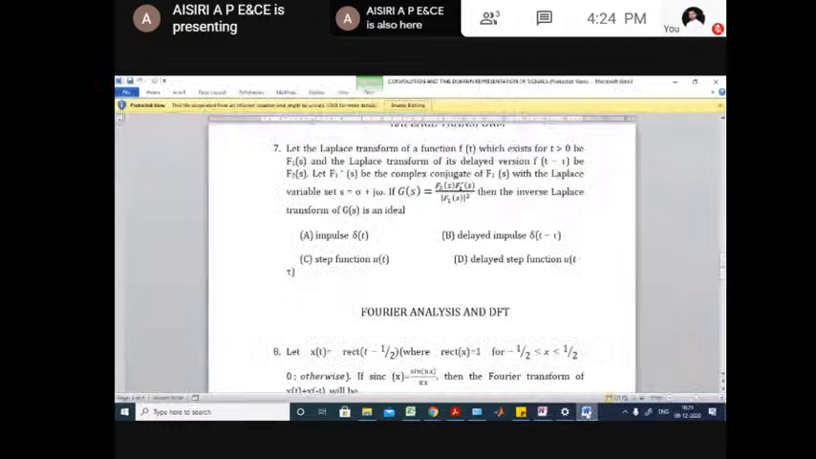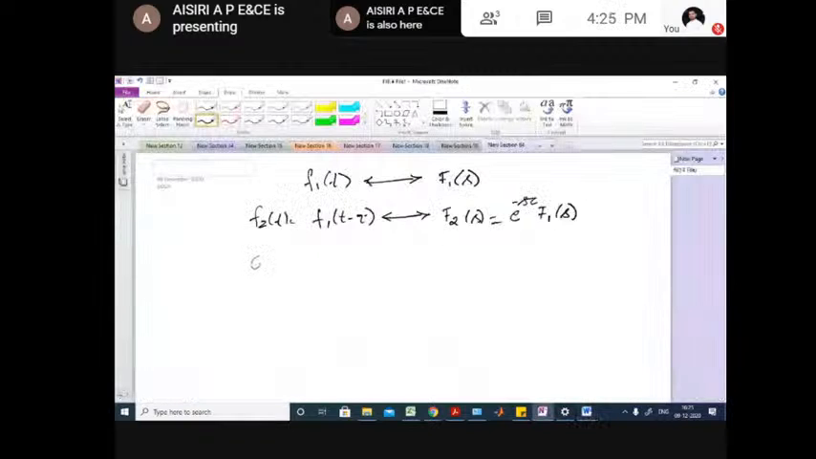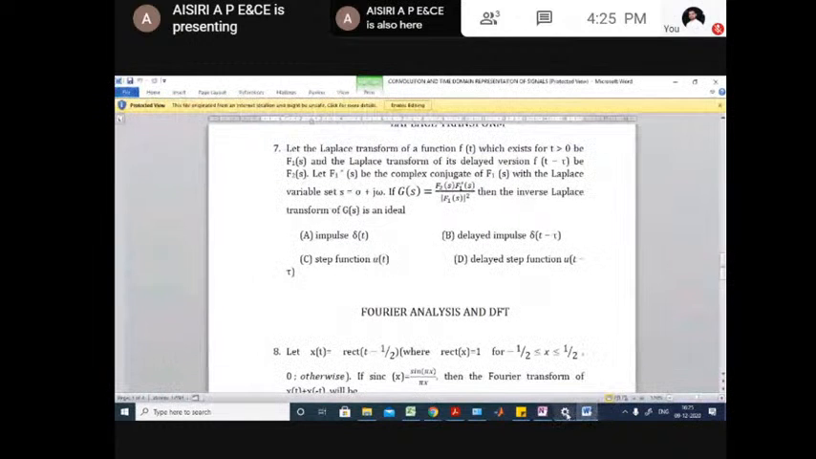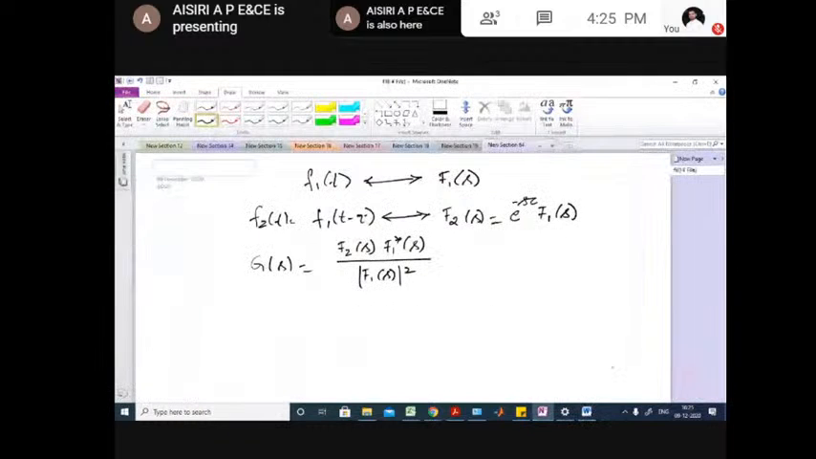Okay, so s is equal to sigma plus j omega. They've given that g of s is equal to f2 of s times f1 conjugate of s divided by the magnitude of f1 of s squared, and we need the inverse Laplace transform of g of s. So g of s is related to f1 of s and f2 of s like this, and they're asking for the inverse Laplace transform of g of s.